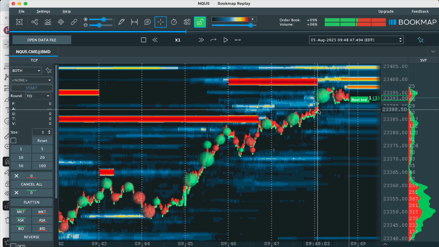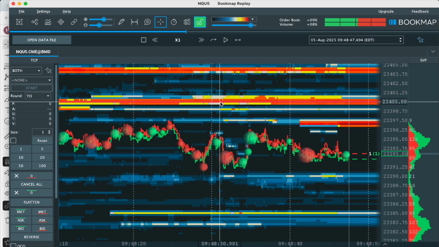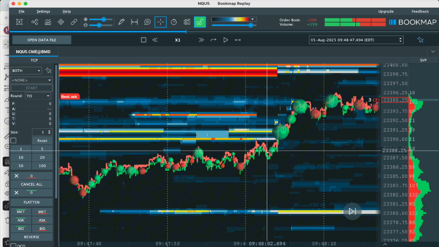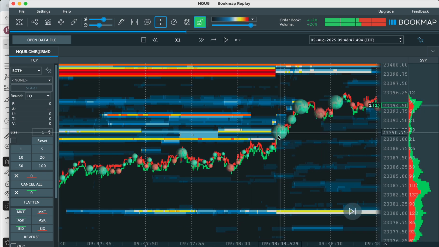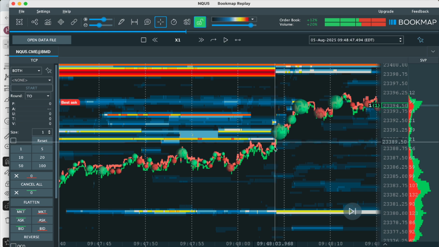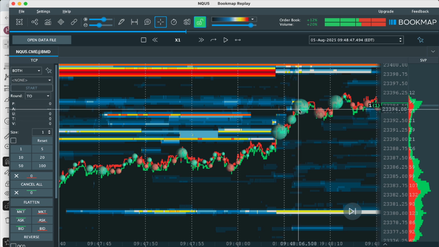Here we see something very interesting. We see that we move into our level of interest right here, boop, with an extended move. Bad auction quality. What is auction quality? Well, it's basically only buying coming in without any selling coming in.